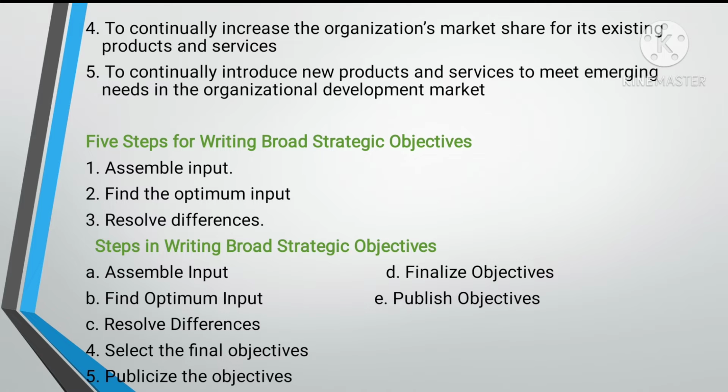Third, resolve differences. Allow participants to resolve their differences concerning the objectives. Fourth, select the final objectives. It is important to rank objectives in importance and to identify those strategies which will be most effective at achieving the most important objectives. And last, publicize the objectives to be well known by all stakeholders.